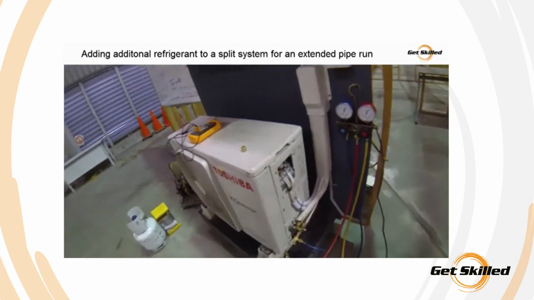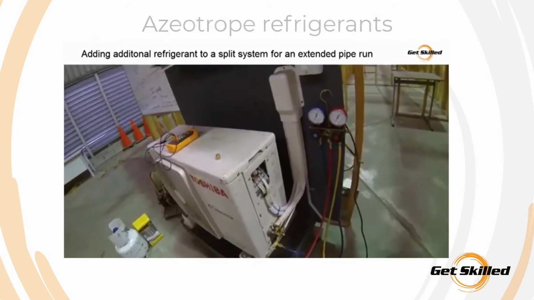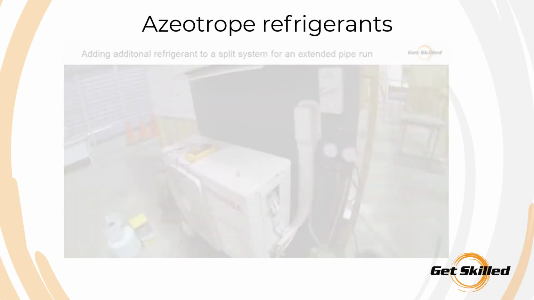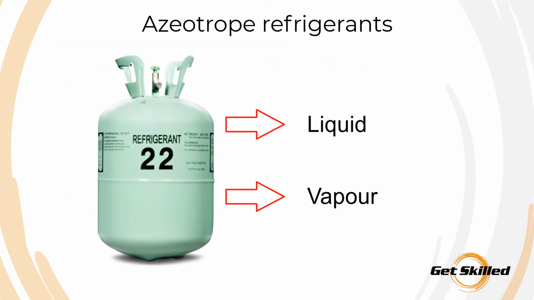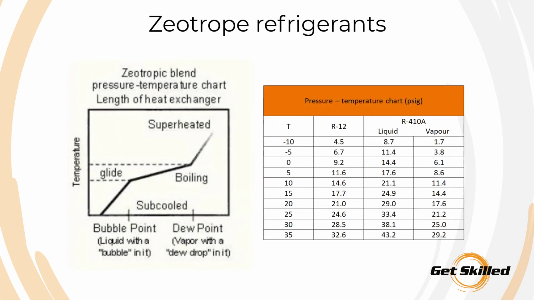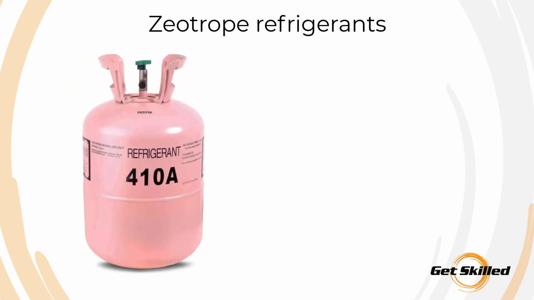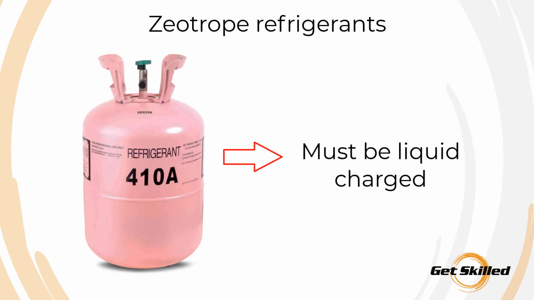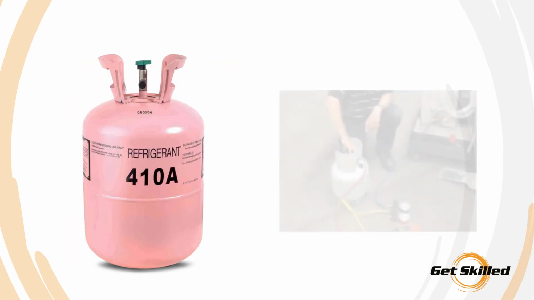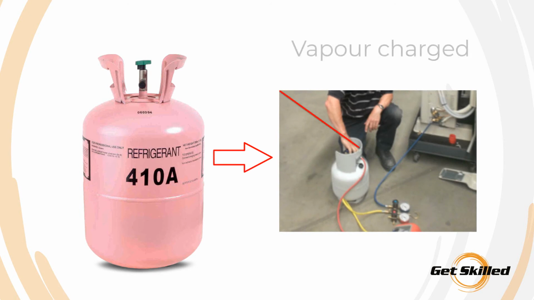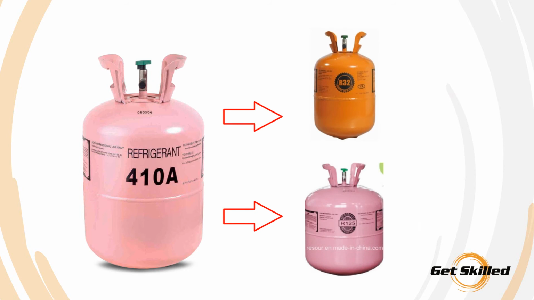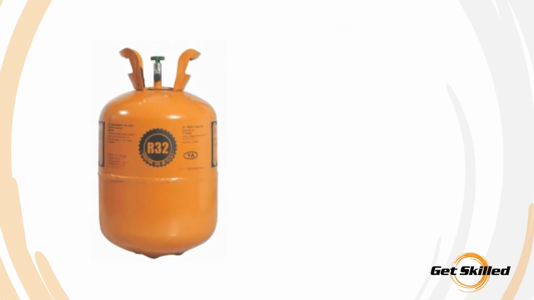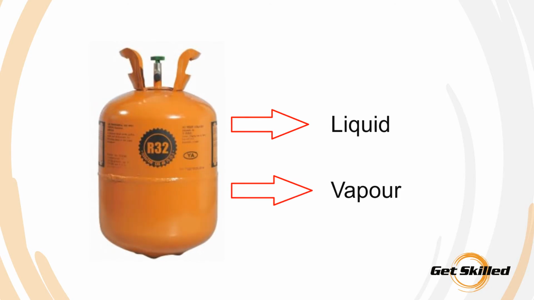Charging additional refrigerant into split systems. Azeotrope types of refrigerants, such as R22, can be either liquid or vapor charged into a split system. Zeotrope type refrigerants, such as R410A, must be liquid charged into a split system. If R410A split systems are vapor charged, the two refrigerants may separate, leaving you with a useless refrigerant. R32 can be either liquid or vapor charged into a split system.